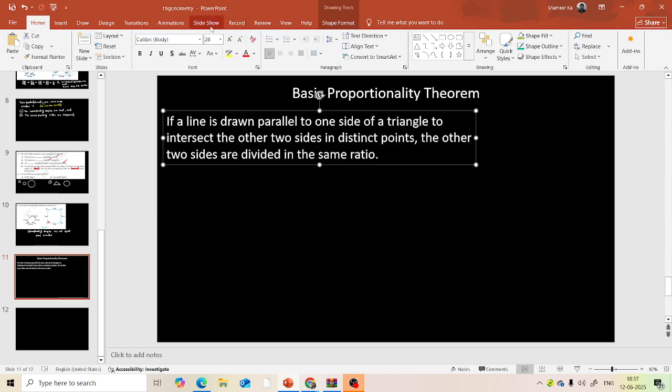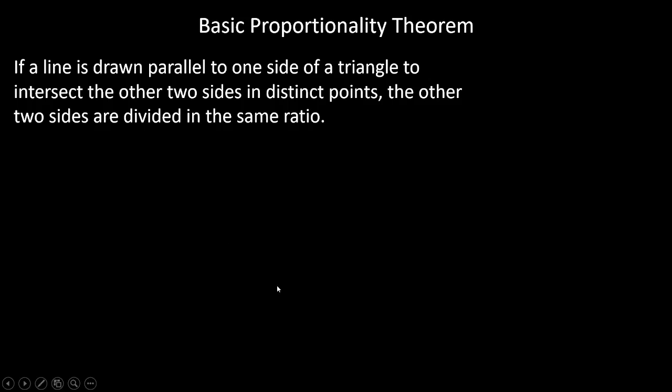The statement is this. I will read the statement. All of you please listen. Basic proportionality theorem in triangles. I will read it. All of you please listen. If a line is drawn parallel to one side of a triangle to intersect the other two sides in distinct points, the other two sides are divided in the same ratio.